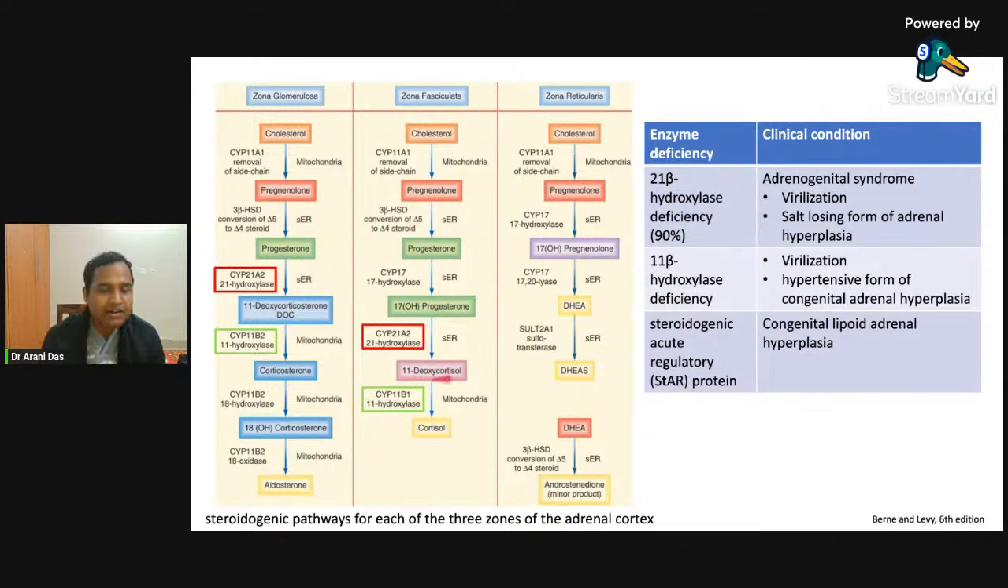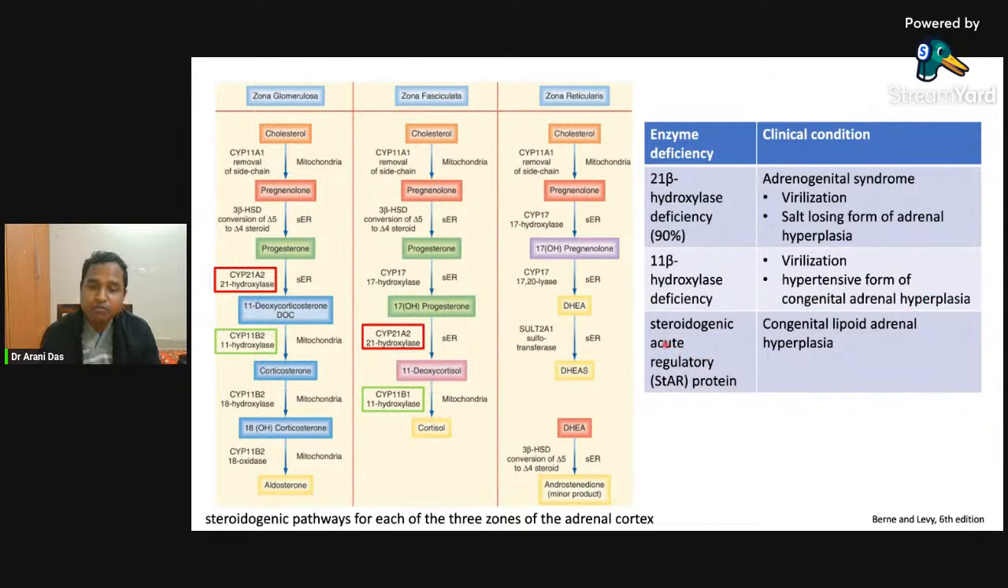So this 11-deoxycortisol or 11-deoxycorticosterone has some mineralocorticoid action. So excess mineralocorticoid action is also one of the features of this, producing more and more sodium retention, and lots of sodium retention in the long term produces the hypertensive form of congenital adrenal hyperplasia.